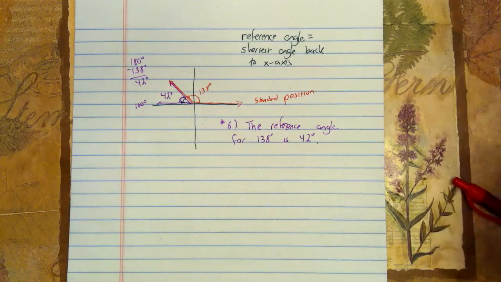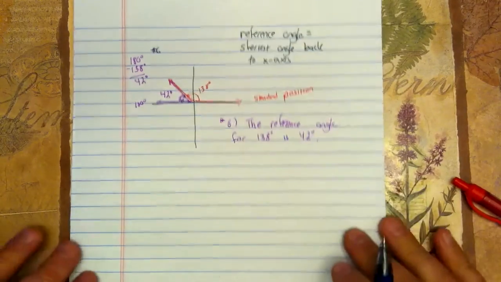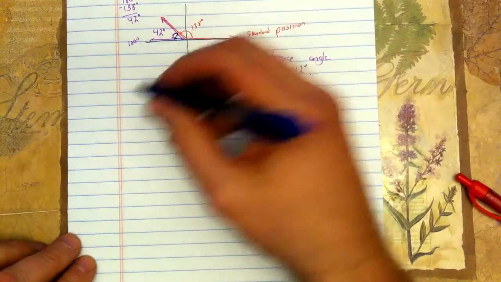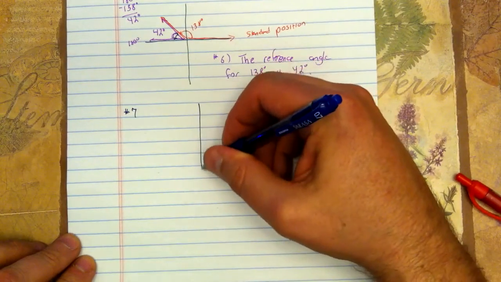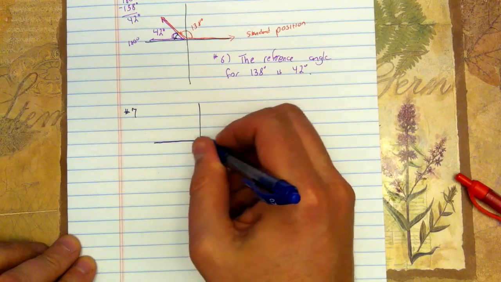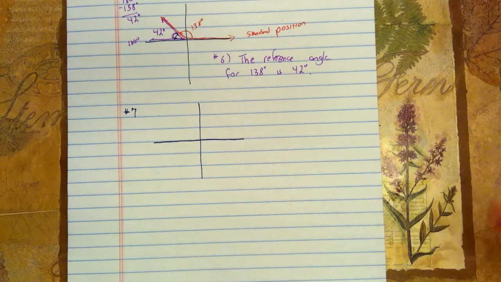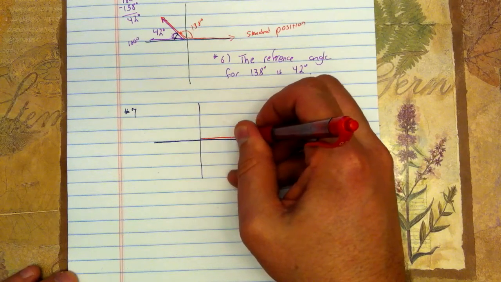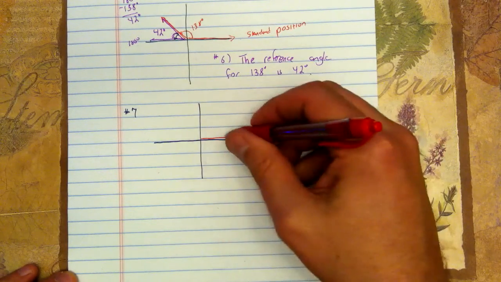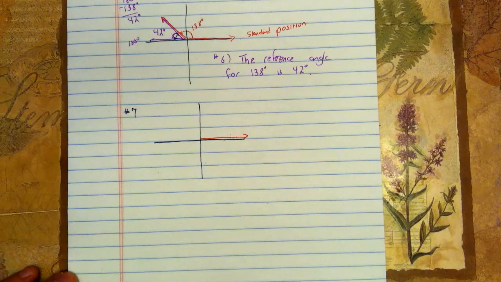Now on the next problem, number 7, so this is number 6 up here. For number 7, again we can just draw our angle in standard position, and really the easiest way to get the reference angle is to draw the angle in standard position. And there are a couple of formulas that you can use, but the easiest thing is just to draw it. So in standard position, we're going to put our original side along the positive x-axis.